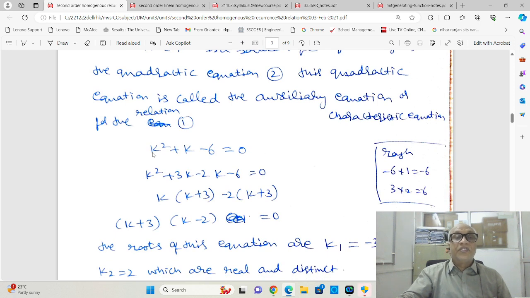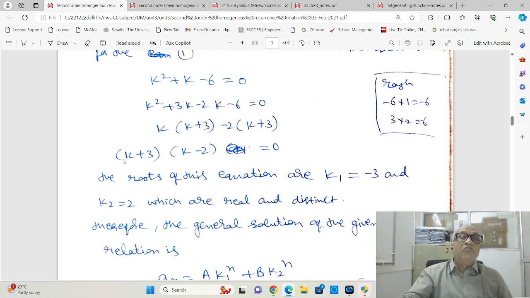Now this is our equation, k square plus k minus 6. We need to find the roots, so we are rearranging this. We write k square plus k minus 6 equal to 0 as k square plus 3k minus 2k minus 6, because 3k minus 2k will be k only, right? Here I will take k as common, so k plus 3, minus 2 as common, so k plus 3, and the other one is k minus 2. So what will be our roots now? The two roots: k1 will be equal to minus 3 and k2 will be equal to 2.